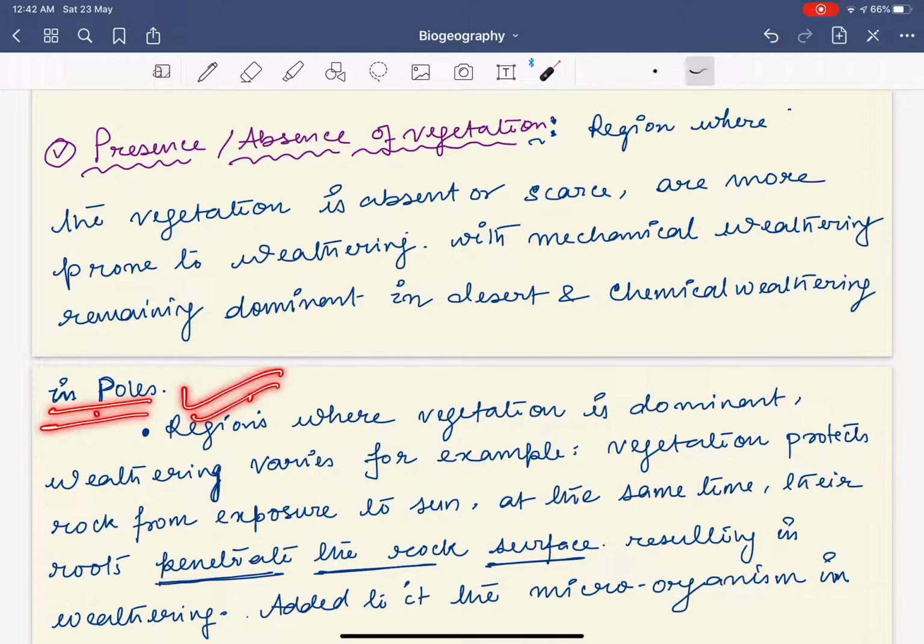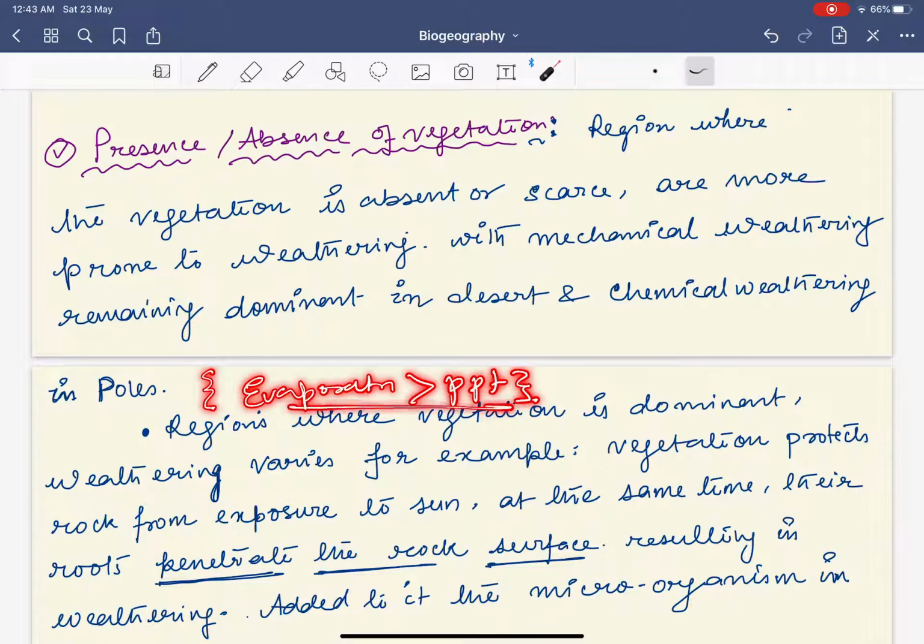See, poles and deserts, how do we differentiate that? Poles and deserts we differentiate on the basis of climate. But what is the similarity between poles and deserts? Remember that in poles as well as in deserts, the evaporation is greater than the precipitation. Remember this. Both in desert as well as pole, the evaporation is more than the precipitation.